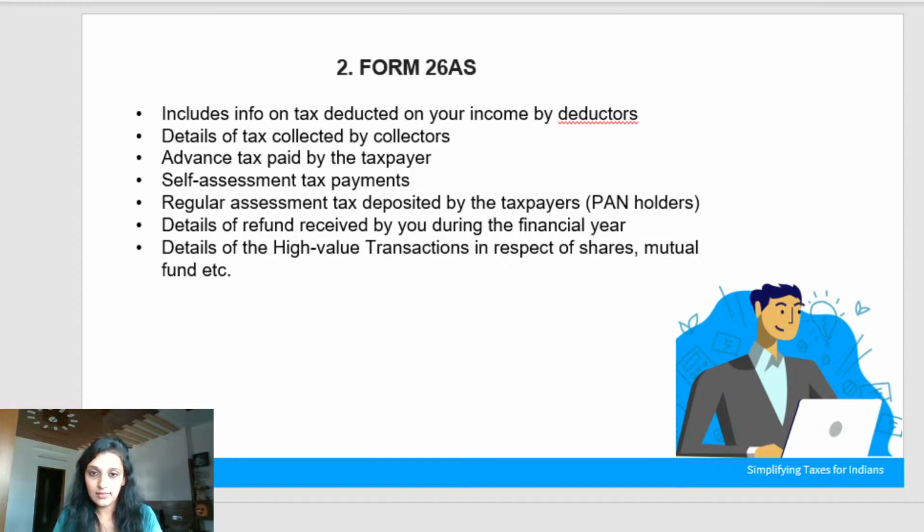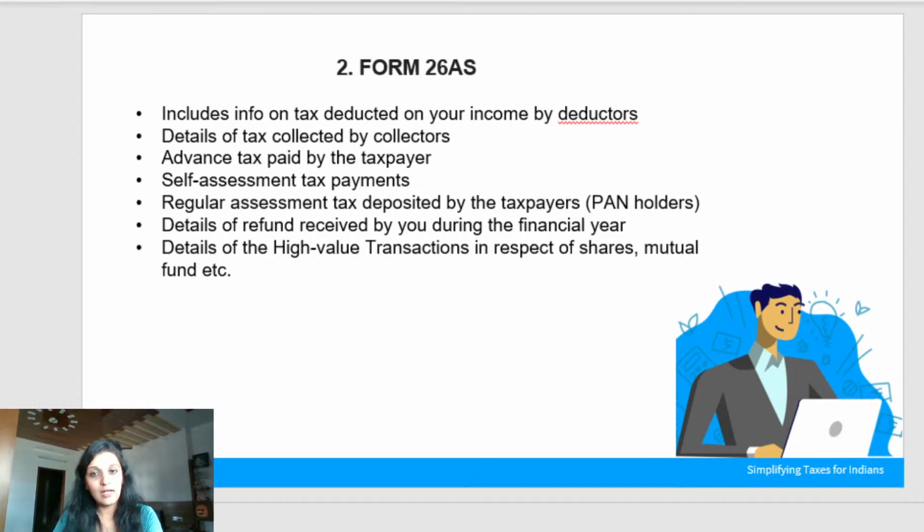tax deducted at source, then tax collected at source, advance tax paid along with the self-assessment tax. This form will also show the details of sale or purchase of immovable property, then mutual funds or cash deposits or withdrawals, and likewise. So whatever amount of tax deducted you have to claim, it will be shown in your Form 26AS, and you can claim it at the time of your return filing.